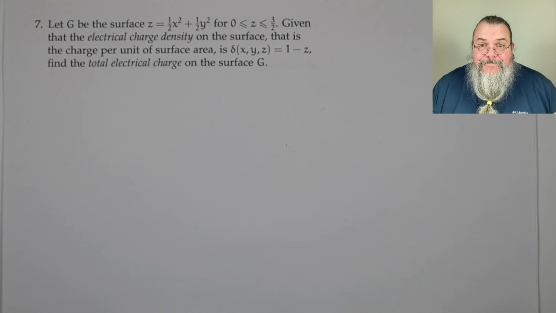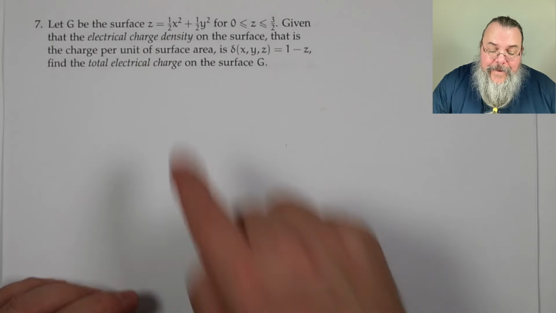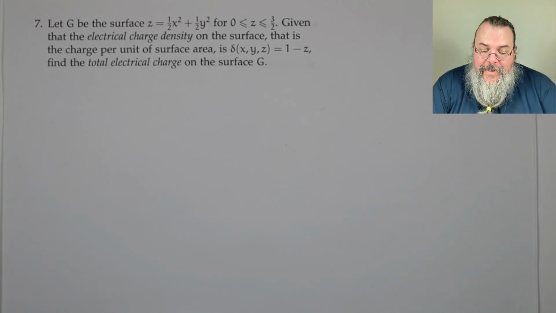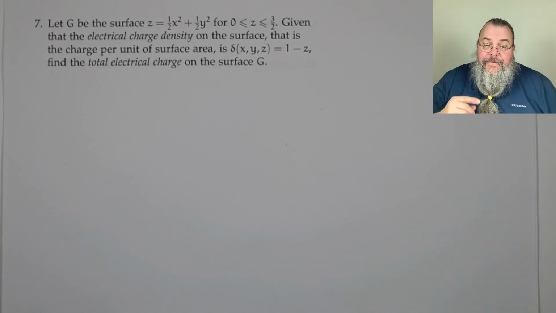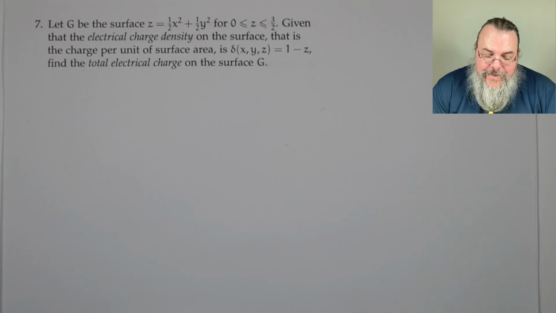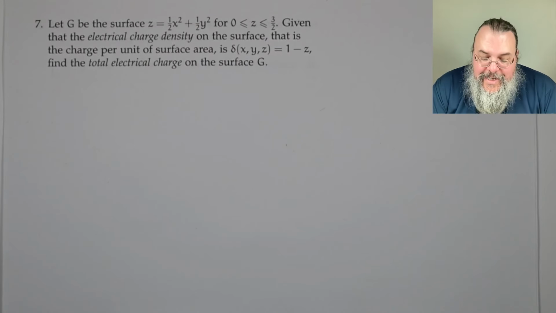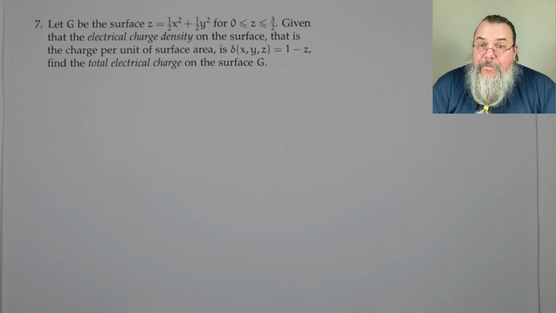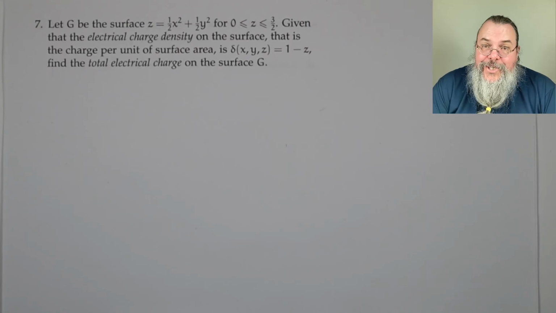Number 7. Let G be the surface z equals a half x squared plus a half y squared, where z goes from 0 to 3/2. Given that the electrical charge density on the surface, and that is the charge per unit of surface area, is a density, function of x, y, z, is 1 minus z, find the total electrical charge on the surface G.